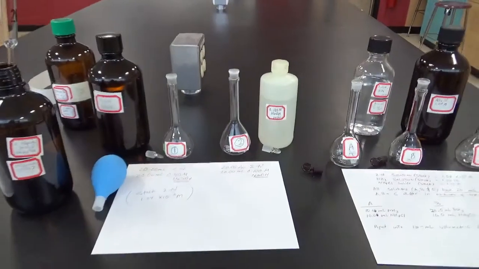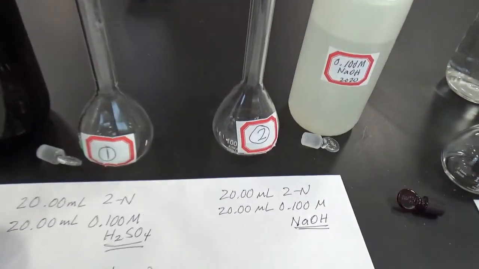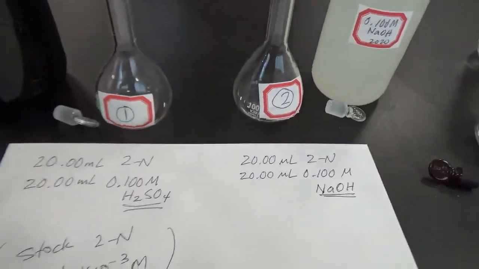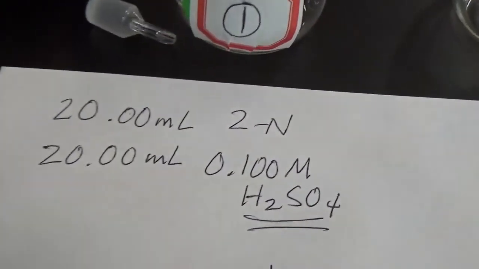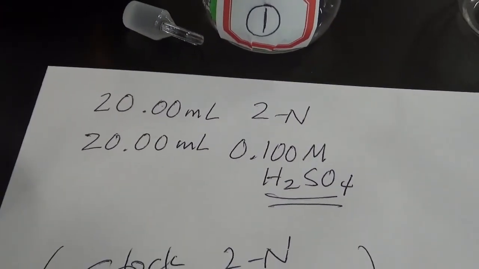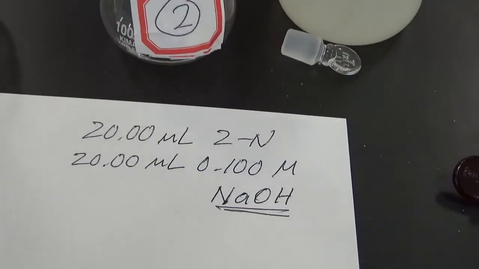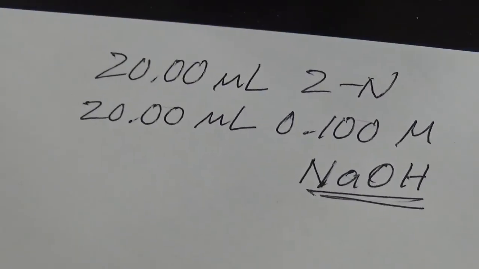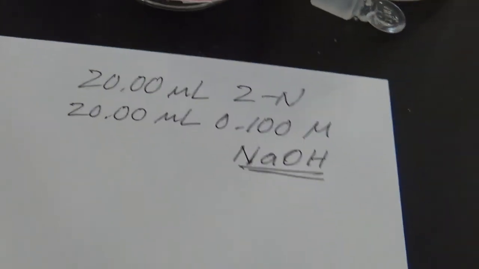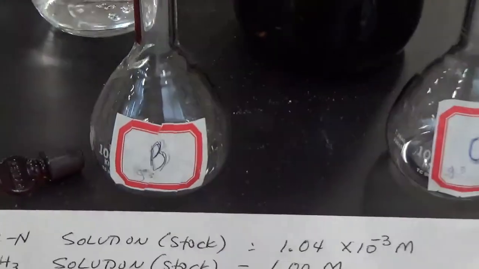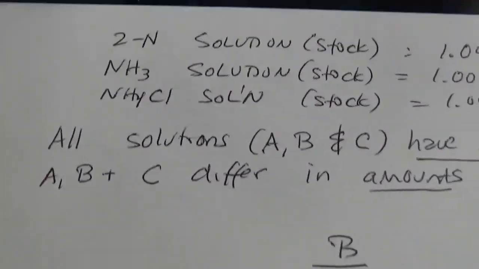Okay, so I just wanted to show you what we have here. We're going to have solutions 1 and 2 over here, and they both have the same amount of the 2-naphthol, 20 mils of the stock solution, and then 20 mils of acid. And over here for solution 2, we have 20 mils again of that 2-naphthol, but now we have base instead of the acid. And then over here we have the 3 solutions A, B, and C, and like I said, they have the same amount.